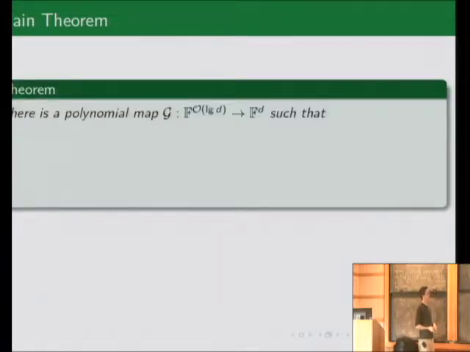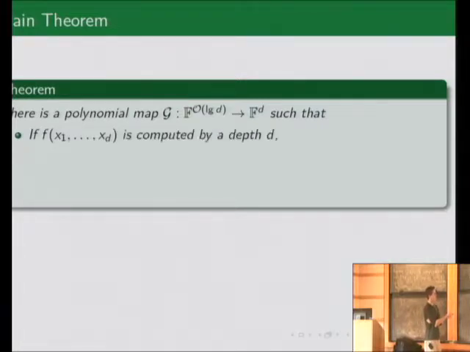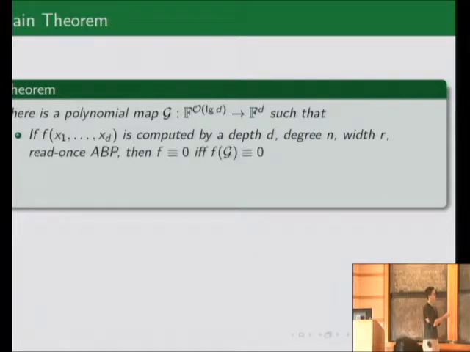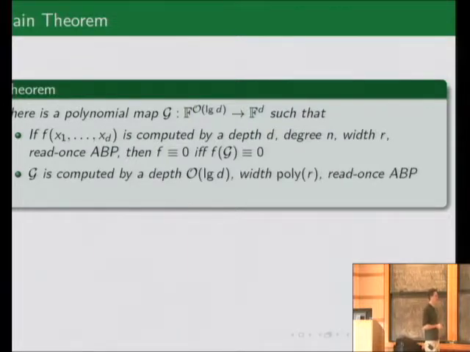So now I want to state the main theorem again in case you forgot it. I'm going to state it slightly differently. I'm going to talk about a polynomial map mapping log d variables to d variables such that if f is computed by a small ABP, then f is 0 if and only if f on g is 0. A way to think about this is it's like a PRG, in the sense that g is indistinguishable from fresh variables by any small ABP. G itself is computed by a small ABP, so it's very explicit. And G has small degree.